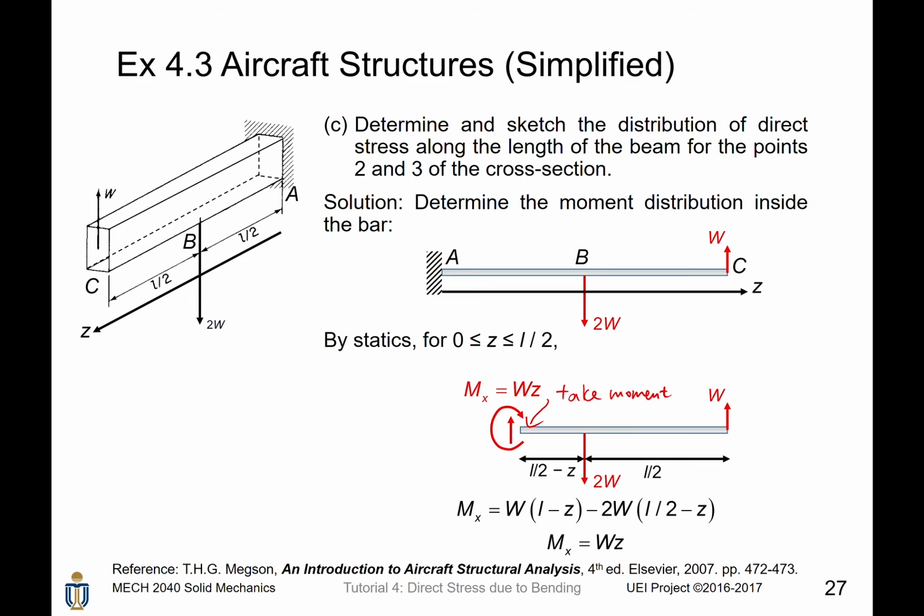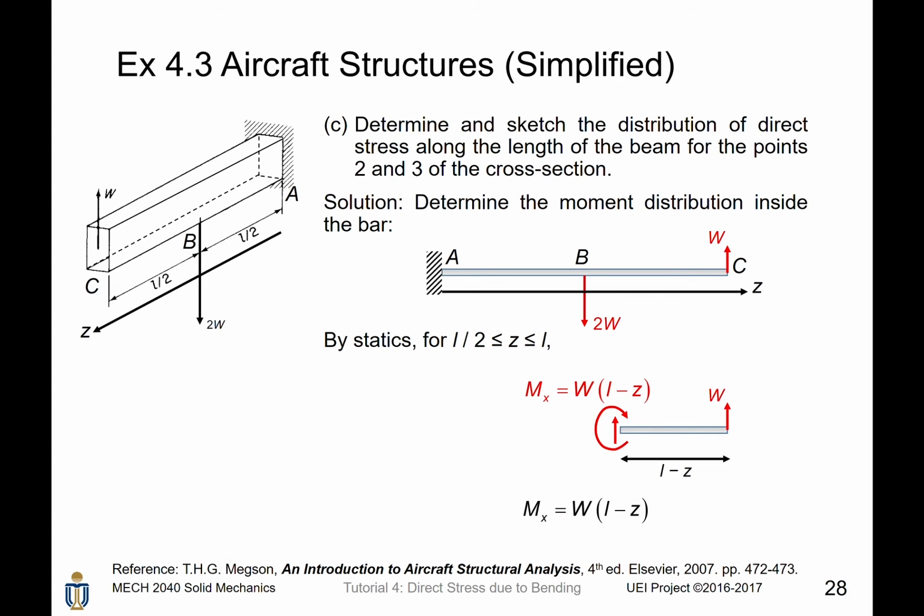Mx equals W·s because for the upward force W, it has an arm of L minus s, while for the 2W force, it has an arm of L/2 minus s. Therefore, by writing the moment equilibrium equation, we can get Mx equals W times s. Next, we consider the right section located here. So now the 2W force has disappeared as we propagate along the z direction. Mx is given by W times (L minus s), where L minus s is just the arm of the moment.